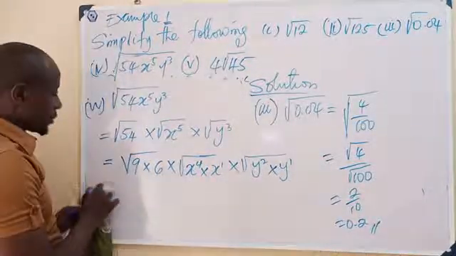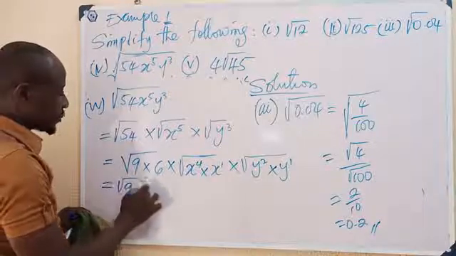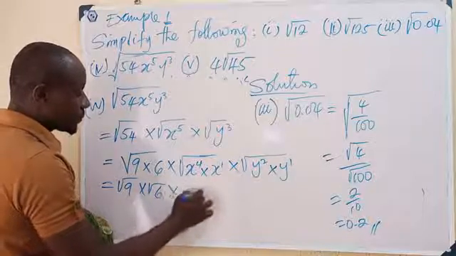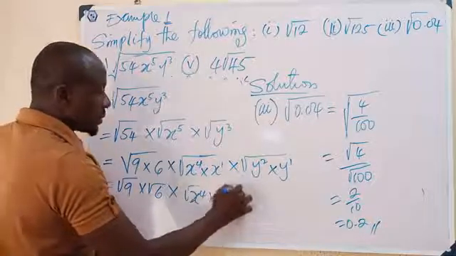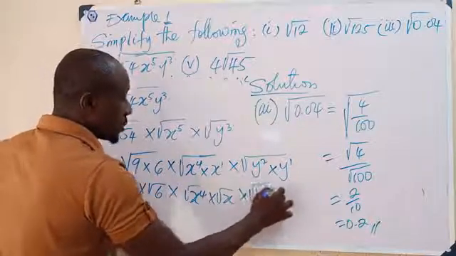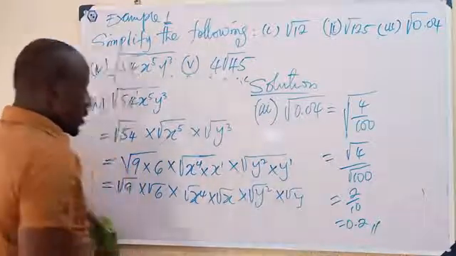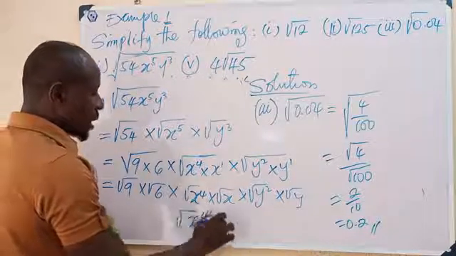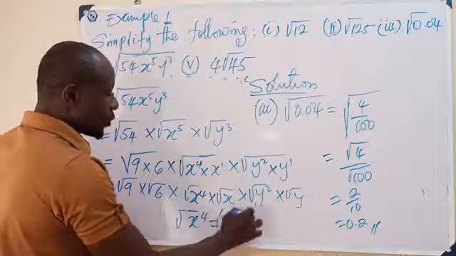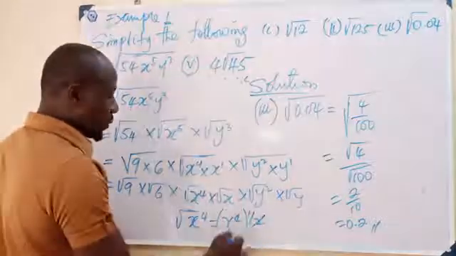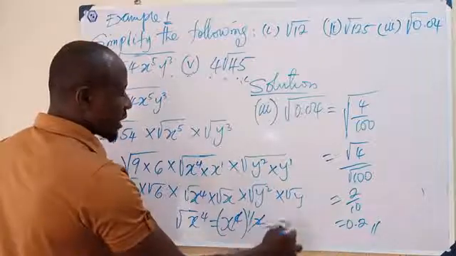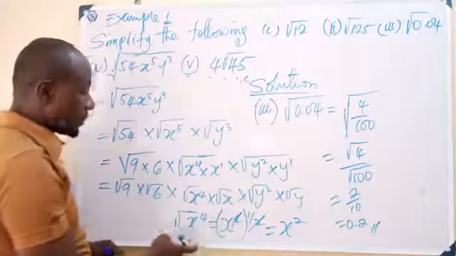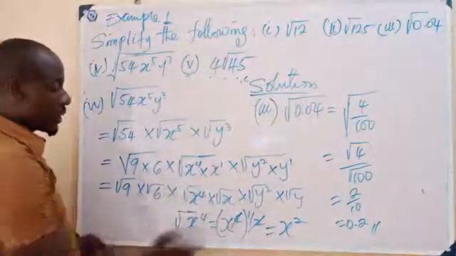So this one will give us root 9 times root 6 times root x raised to the power 4 times root x times root y raised to the power 2 times root y. Now let's take this root x raised to the power 4 is the same thing as what? X raised to the power 4 raised to the power 1 over 2. So this 2 here will cancel this 4. So we have what? X raised to the power 2. Same thing applies to y. So we'll do the same thing for y. Take note of this, very important. We call this the fractional index law.